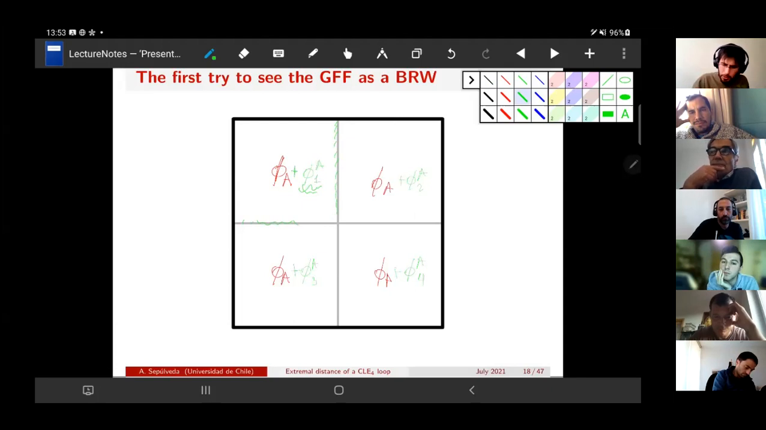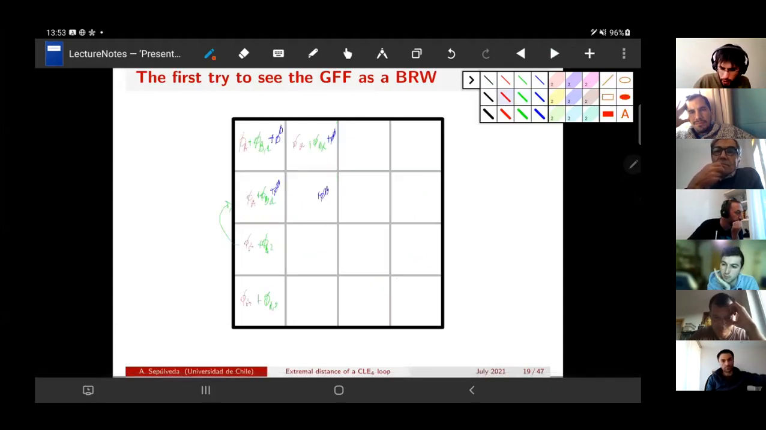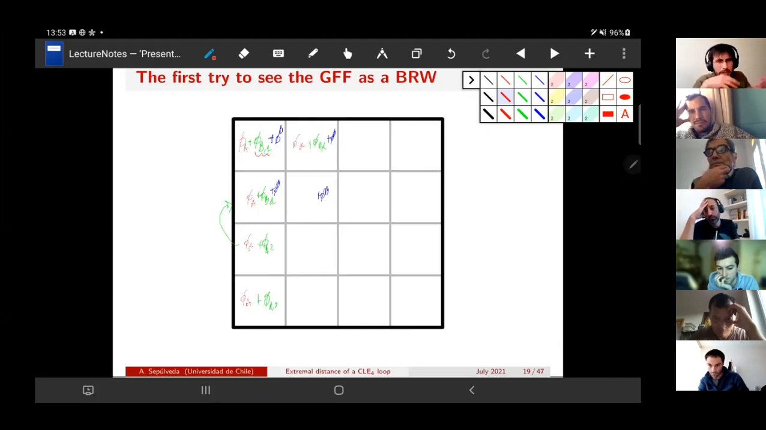And in fact, this phi super A has the same law as this phi super V, because we have exactly the same object. So in a way, we are adding things that have closely the same law, but they are not exactly the same. This is what makes it difficult to obtain the first result on the maximum of the Gaussian free field, because you need to control this harmonic function and show that it is behaving nicely, but it is not such an easy task.